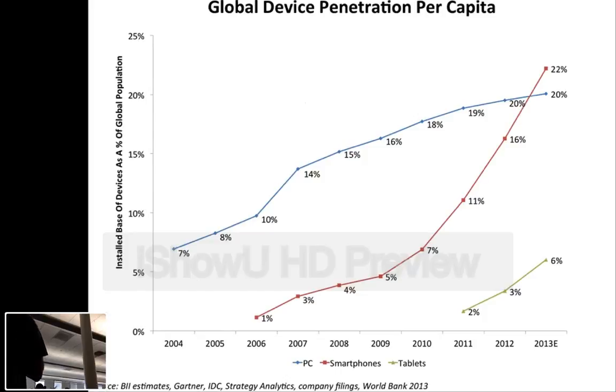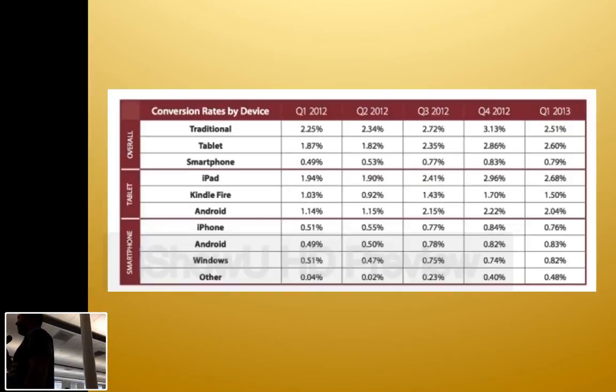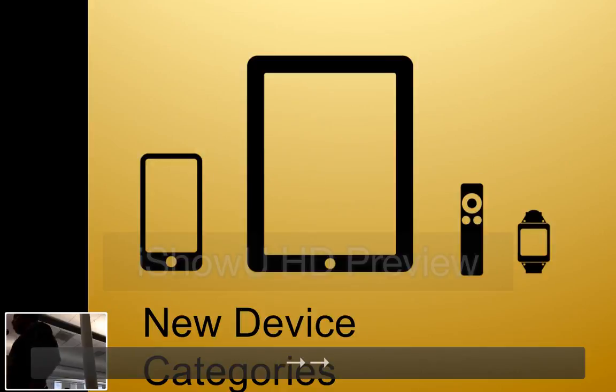Feel free to stop me and ask questions if you have any. Right? These are conversion rates by device. I'm not going to bore you with this slide. Okay, there's new device categories within the iOS framework.